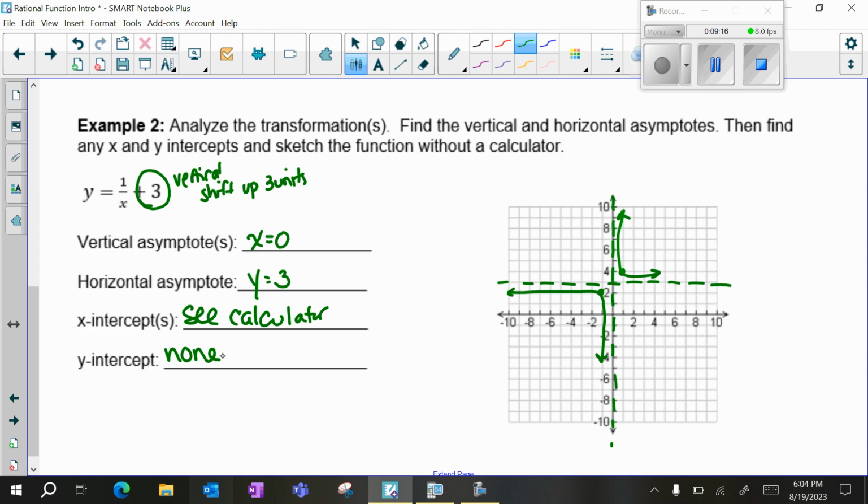We will formalize all of the rules tomorrow, but hopefully what you've noticed is that for your vertical asymptote, you look in the denominator for what makes our function undefined. And your horizontal asymptote, you're going to look at the vertical shift. And as you do more of these, you'll pick up on that pattern. And like I said, we will formalize this tomorrow.